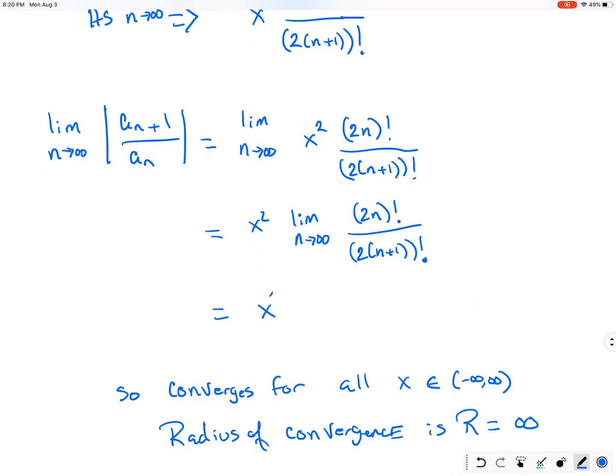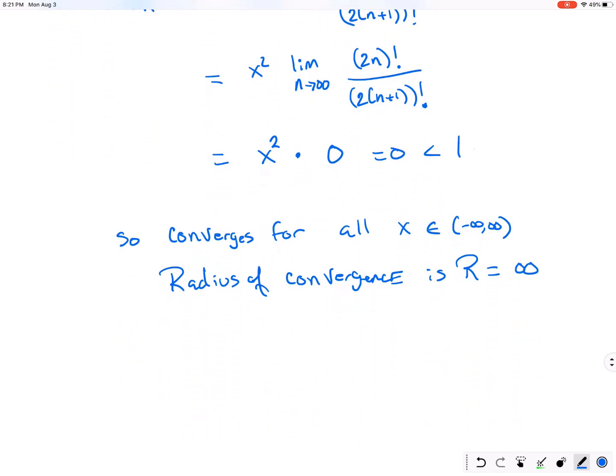And as it turns out, that's equal to x squared times 0, which is equal to 0, and that's certainly less than 1. So this thing converges for all x from negative infinity to positive infinity, because any x you tell me, I'm going to put into here, square it, then multiply it by 0, and that's equal to 0, which of course is less than 1. So I say that the radius of convergence is r equal to infinity.